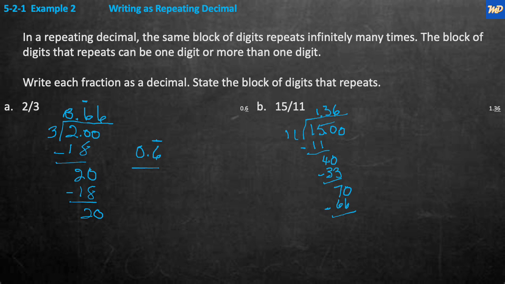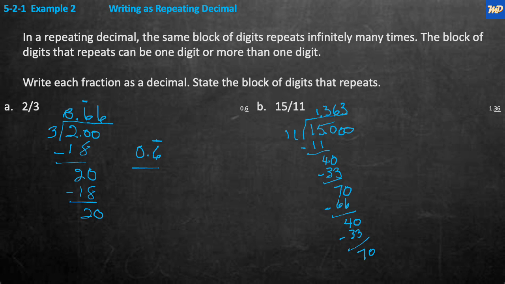70 minus 66 is 4. Bring down another 0. Add a 0. Bring down a 0. 40 divided by 11 is 3. 3 times 11 is 33. 40 minus 33 is 7.